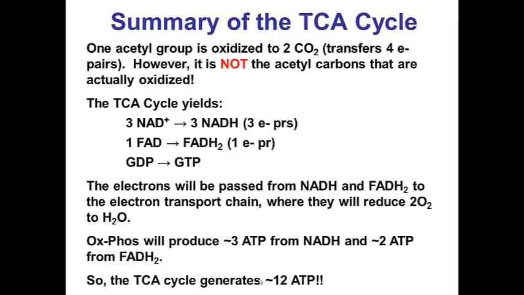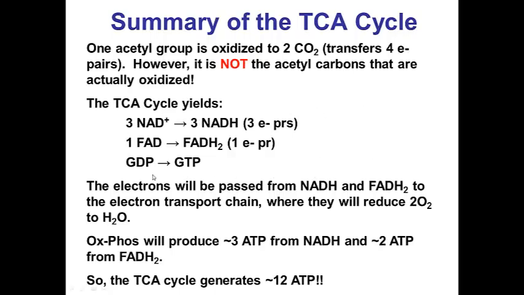In the actual cyclic part of the TCA cycle, one acetyl group is oxidized to two carbon dioxide molecules. This leads to the transfer of 4 electron pairs. However, something really important here is that it's not the actual carbons of the acetyl group that are oxidized and released as CO2. In fact, on Friday, we are going to do an exercise where we trace the carbons. So make sure that you're very familiar with all of these reactions and that you bring your notes with you to class on Friday, because we're going to use your notes and what you've learned in order to trace the carbons through the TCA cycle.